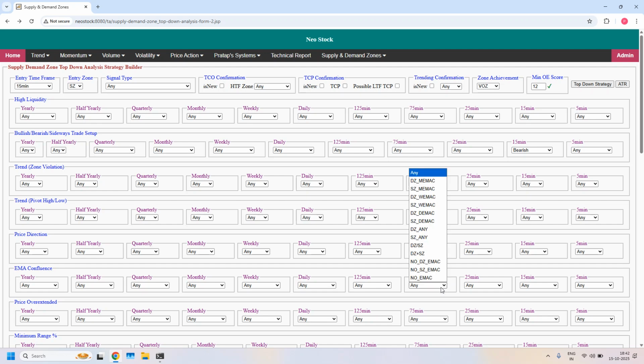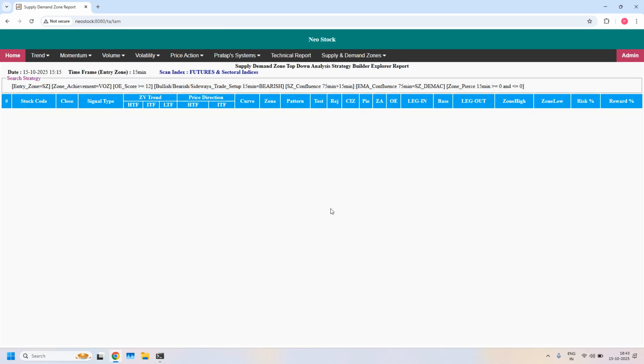(75 minutes) time frame, because 15 is overlapped with 75 minutes supply zone. So 75 minutes supply zone with daily EMA Confluence we are enabling. So we don't have any stocks as per this strategy.